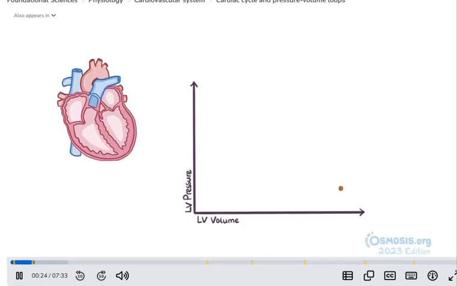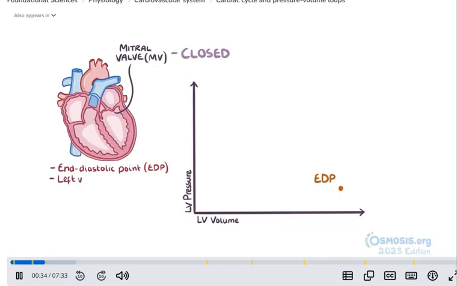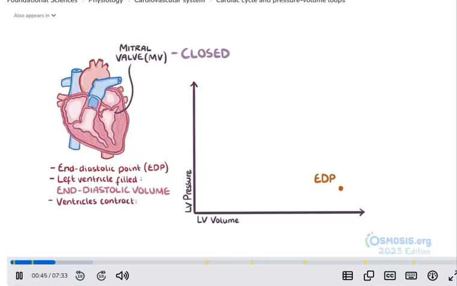The bottom right-hand corner of the graph is called the end diastolic point. And you guessed it, that's the point in the cardiac cycle when diastole is over. At this point, the mitral valve is closed and the left ventricle is filled with the maximum amount of blood that can be inside it, and that amount is known as the end diastolic volume. After that, the left ventricle contracts, and that's the beginning of systole.